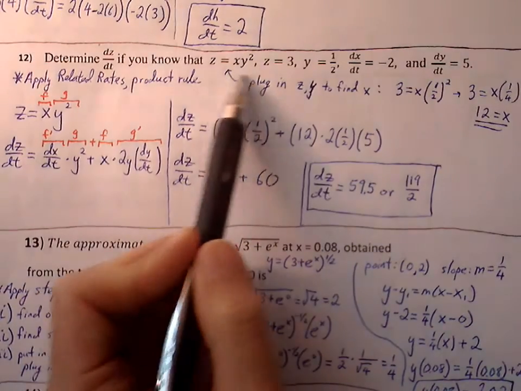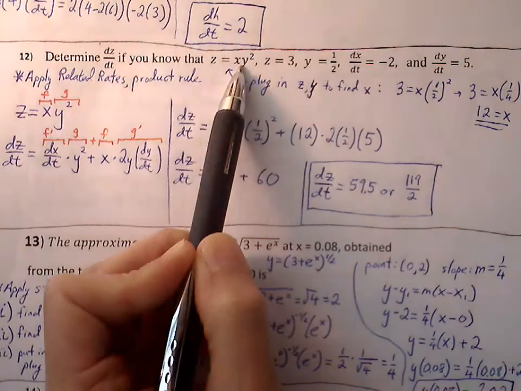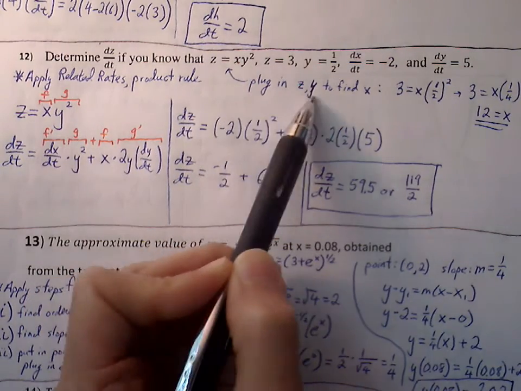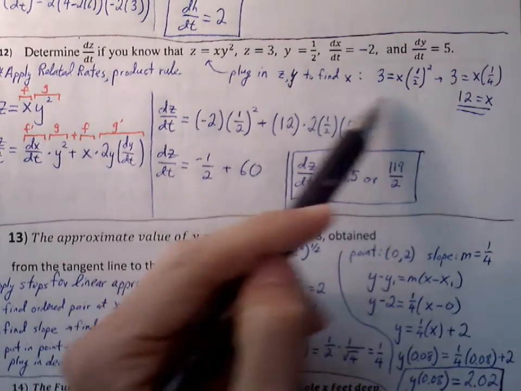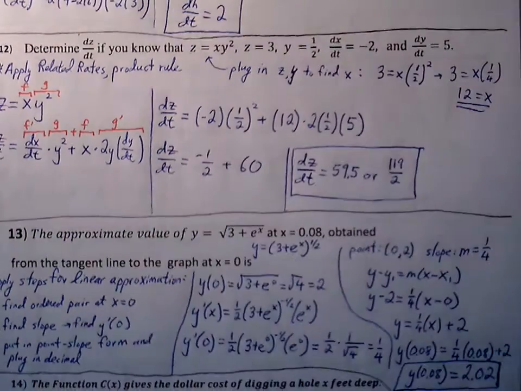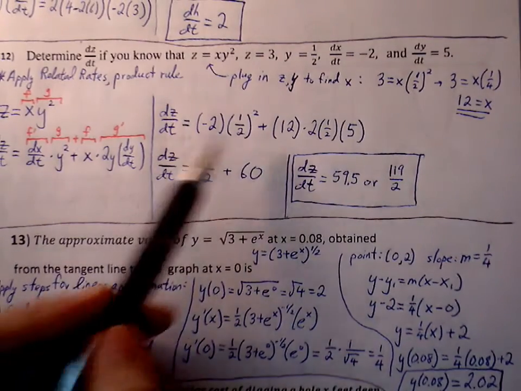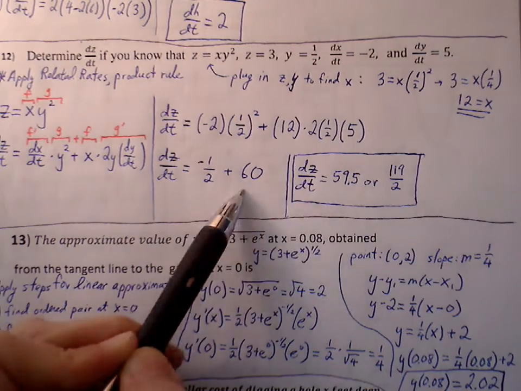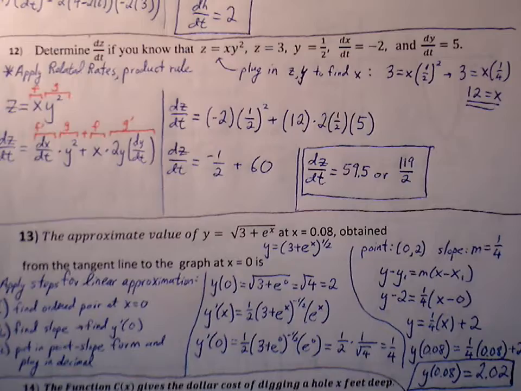So let's go back to the original equation. Maybe this can help us out. We have z, we have y, and we can use that to help us solve for x. So replace z with 3, replace y with 1/2, and now we can solve for x. Multiply both sides by 4, we get x equals 12. Okay. So now when we plug 12 in, we're able to get this down to -1/2 plus 60 equals 59.5, or 119/2.